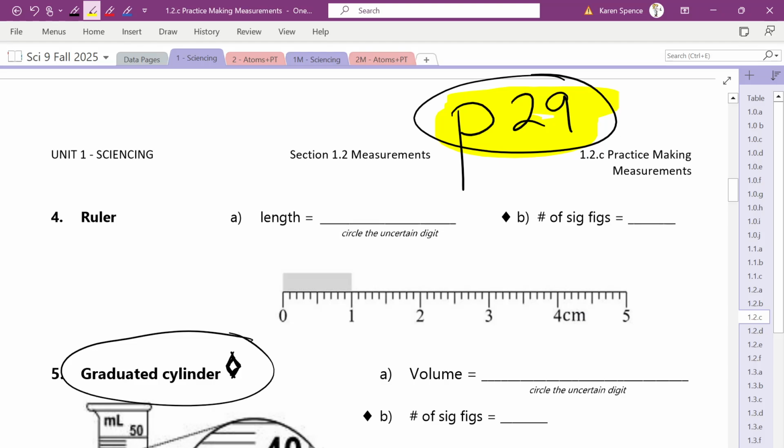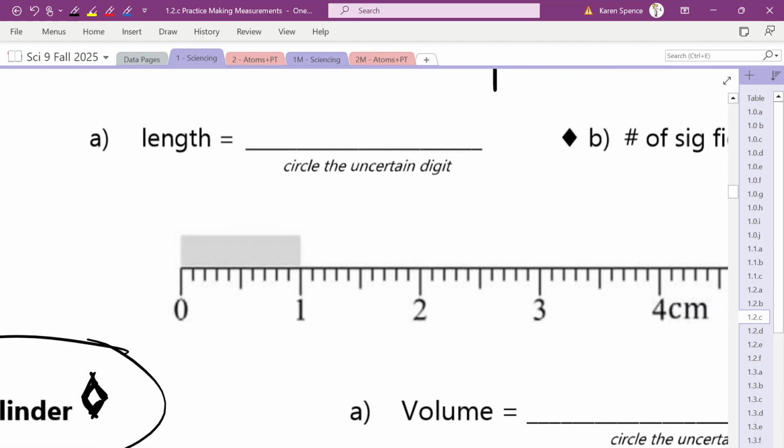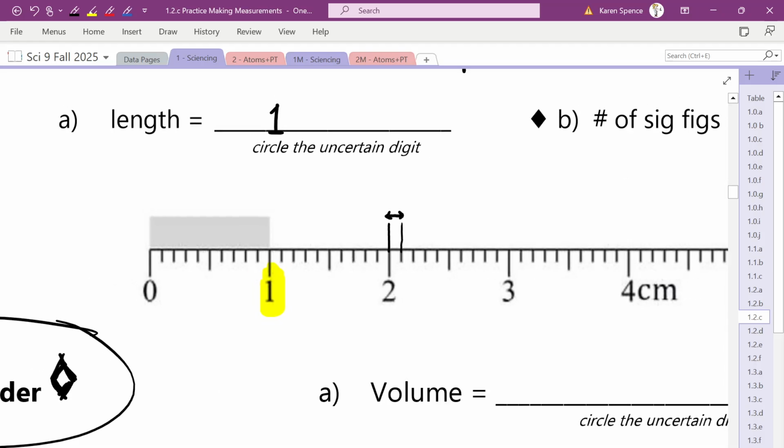So we got a ruler here. And I think we can all agree that the first number should be a 1, correct? So we should have a 1. Now, one thing I want you to think of with this is, what is the distance between the lines? Chat with your neighbor and say, is that 1? Is it 0.1? Is it 0.01? What is that distance?